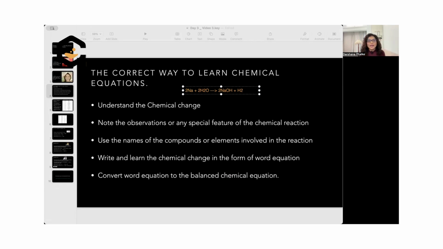What happens when sodium is added to water? Oh, ma'am, you get sodium hydroxide and hydrogen. So, note the observations or any special feature of this chemical reaction. This chemical reaction's special feature is the violent reaction.